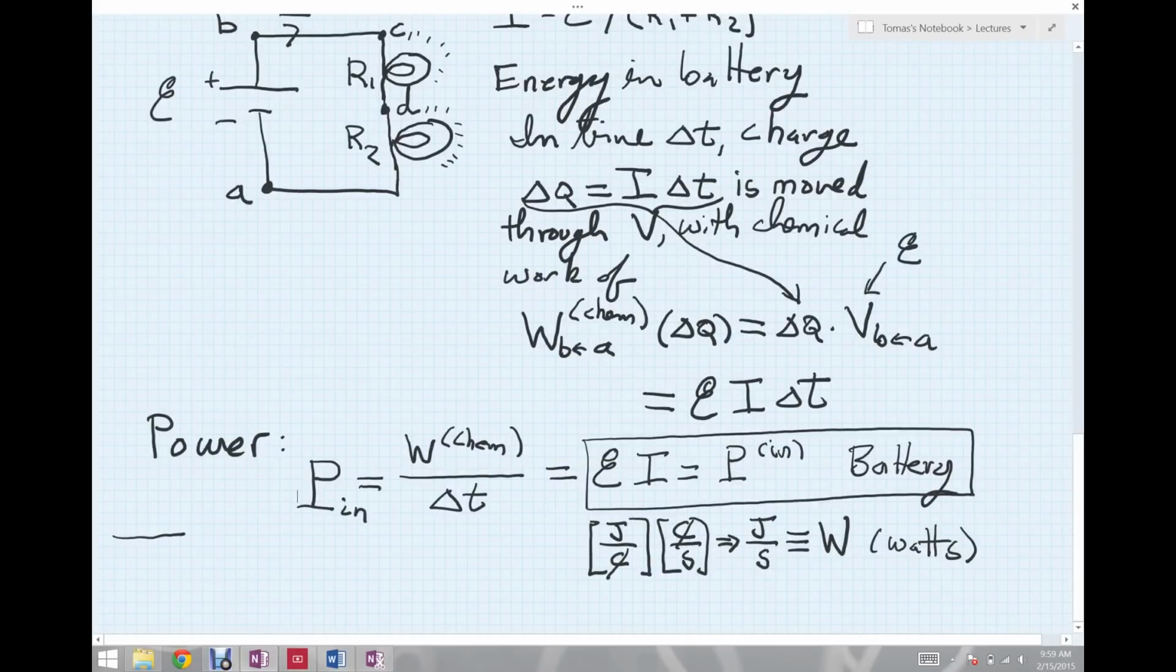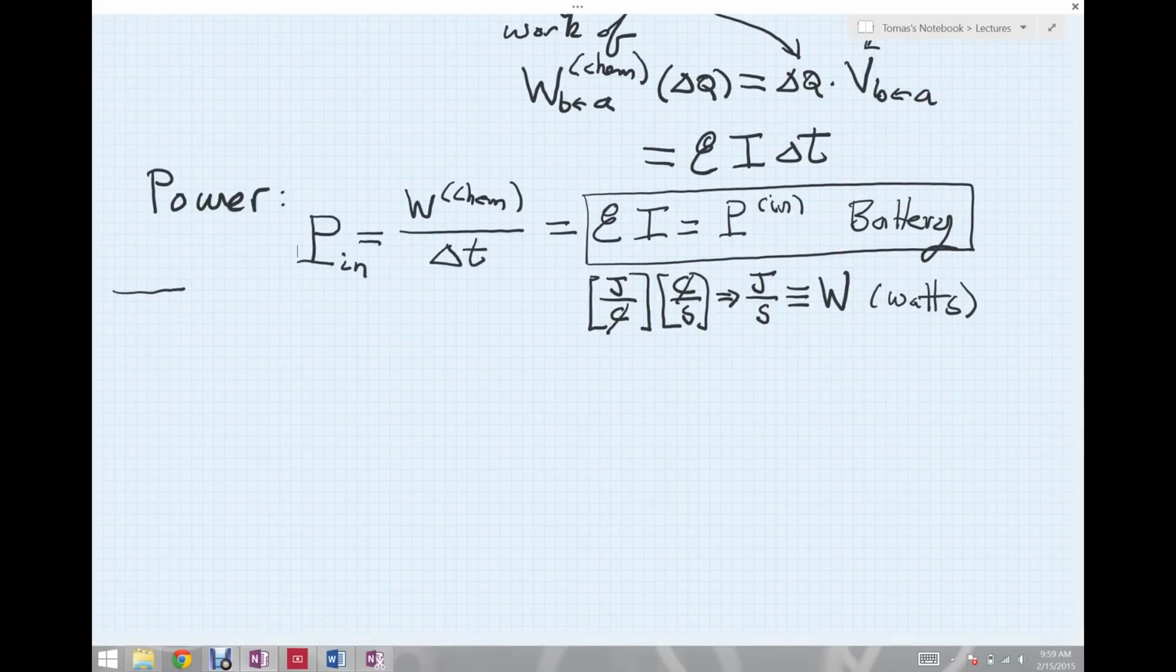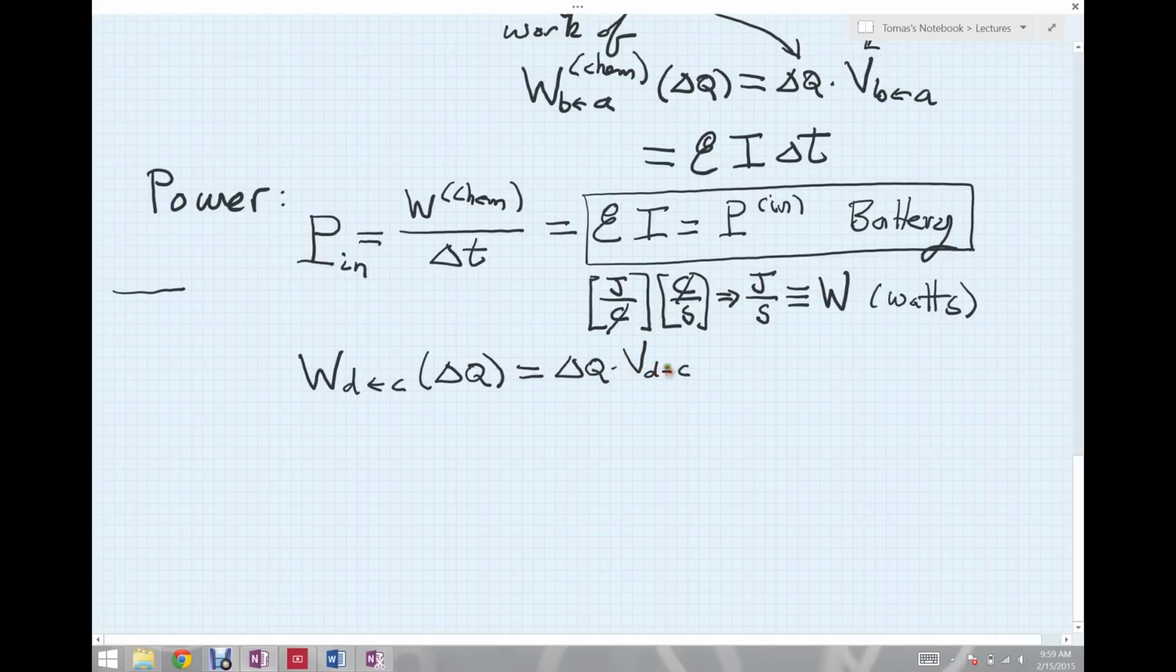Now, I'm interested in the work that is occurring as charges are moving from C to D. So let's compute that work. So the work in my given interval of time, again, as the charges are going from C to D, the amount of work in that time is the work it takes to move my same amount of charge, delta Q, between those 2 points. And we know from our general results on work and voltage that this is just the amount of charge moved, delta Q, times the voltage between the corresponding points, the voltage going from C to D.